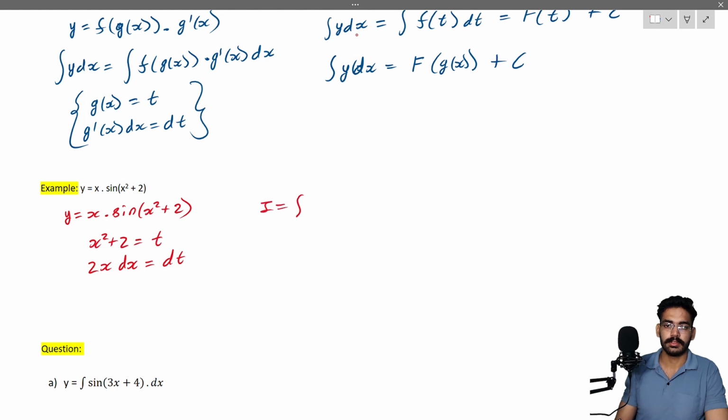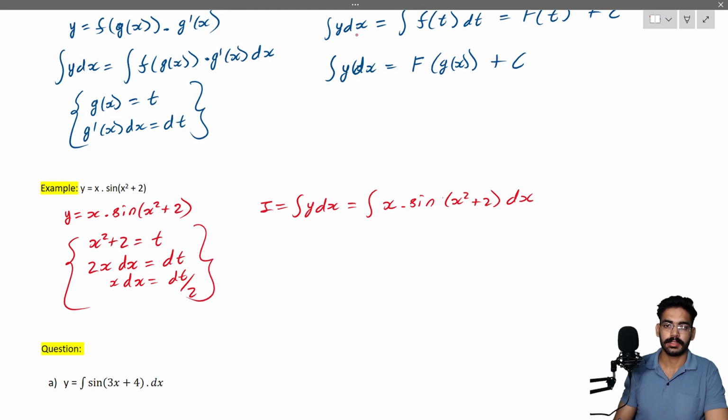I is equal to the integration of y dx, that is integration of x into sine of x square plus 2 dx. Here I know x dx is, from here, dt by 2, right? So integration x dx is dt by 2. Let's substitute: integration of sine of x square plus 2, I assume that is t, into x dx, which is dt by 2.